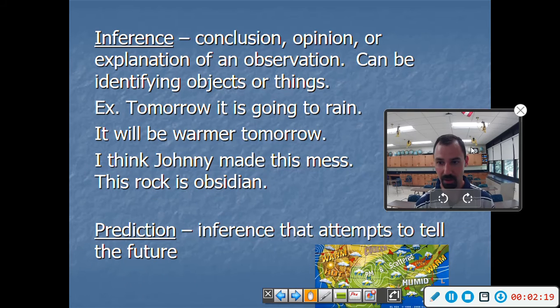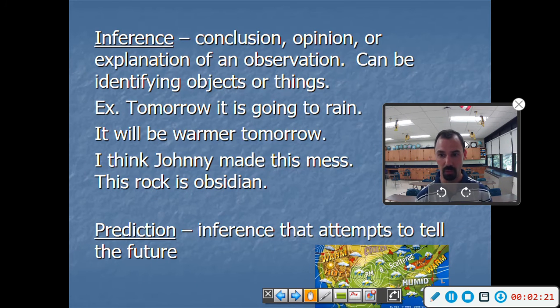Okay, next, inferences. When we make observations first, we sometimes go to the next step, and that's what an inference is, which is a conclusion, opinion, or explanation of your observation. They can be simply identifying objects or things, which we do often in science, like identifying rocks and minerals, or types of clouds. For example: tomorrow it's going to rain. It will be warmer tomorrow.